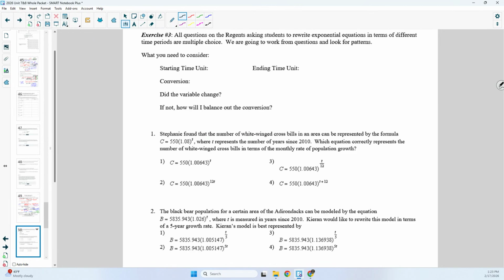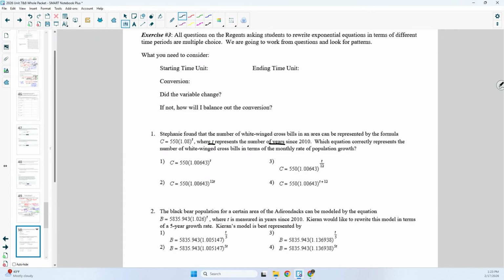Stephanie found that the number of white-winged crossbills in an area can be represented by the formula C equals 550 times 1.08 to the t, where t represents the number of years since 2010. Which equation correctly represents the number of white-winged crossbills in terms of the monthly rate of population growth?